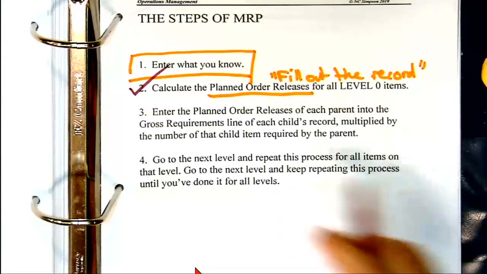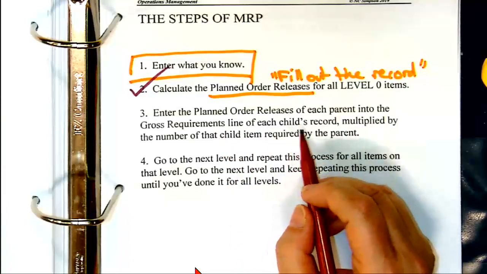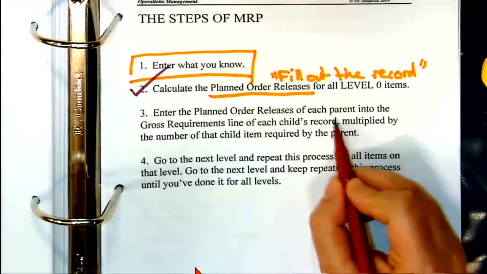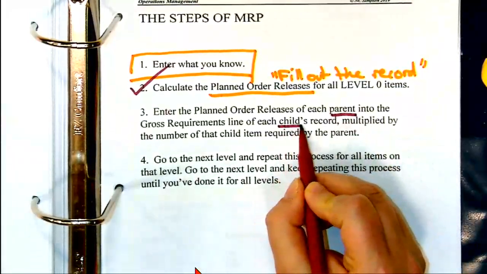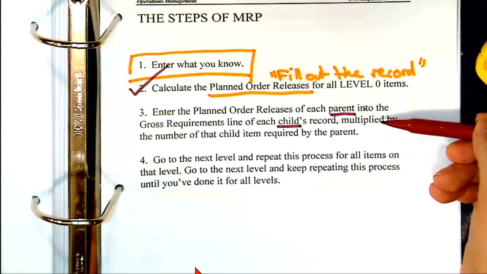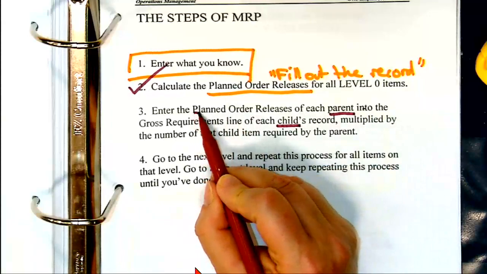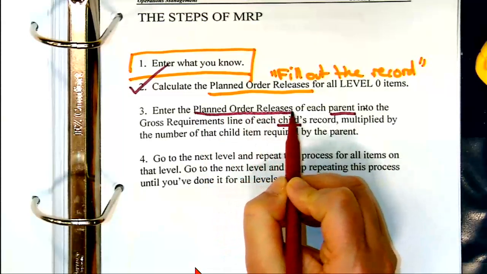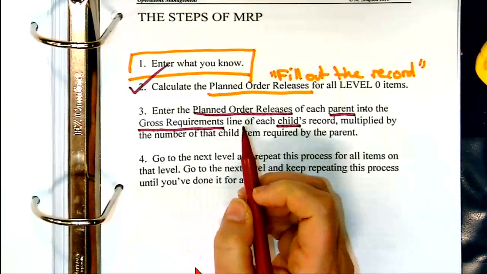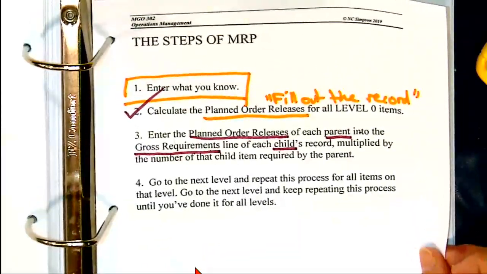Now what? Enter the planned order release of each parent into the gross requirement line of each child's record. This is the wiring. These are the branches. That's why parent and child were so important. Enter the planned order releases into the gross requirements line of each child's record, multiplied by the number of child item required by the parent. Another way to say that, the bottom line of the parent's record becomes the top line of the child's record, right? The bottom line of the parent's record becomes the top line of the child's record.